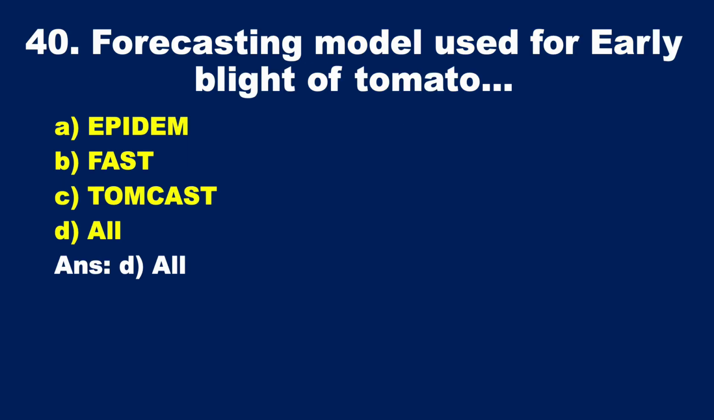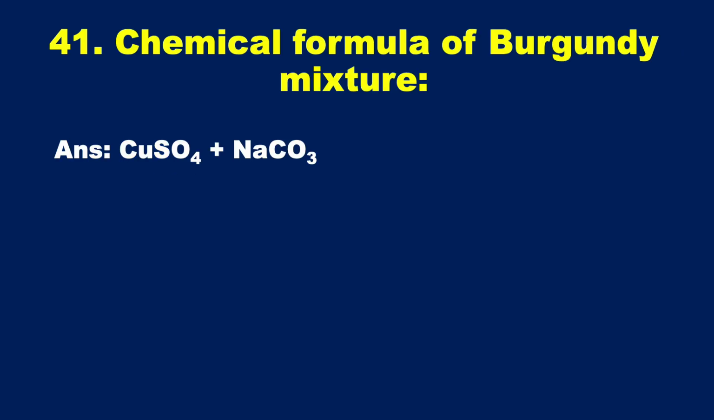Next question is on the forecasting model used for early blight of tomato. The options are EPIDEM, FAST, TOMCAST, and the last option is all. So here all the options are correct, so the correct answer is D, all. The chemical formula of Bordeaux mixture is copper sulfate plus sodium carbonate. This is the correct answer.